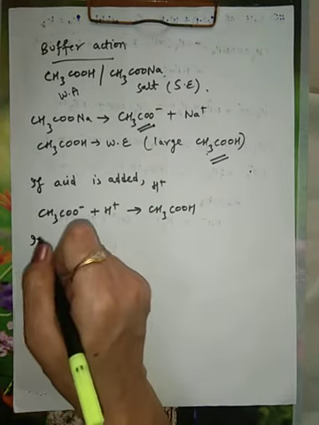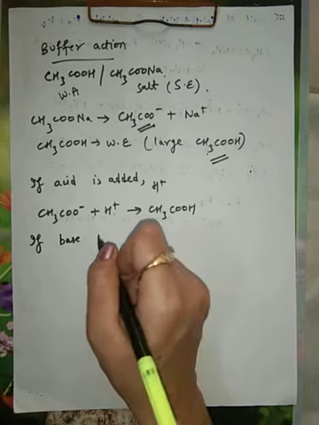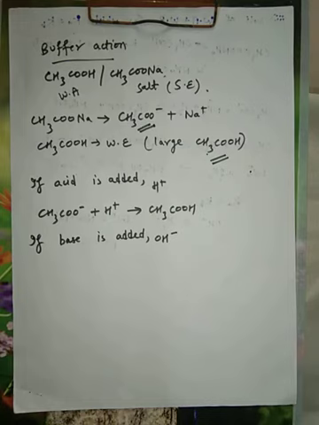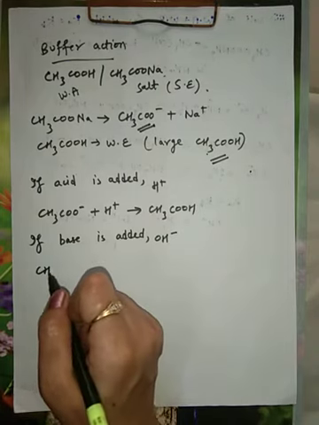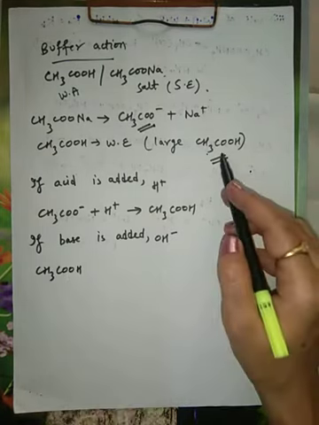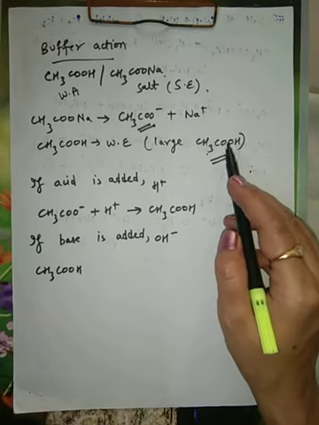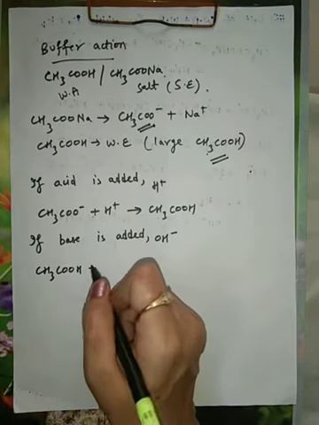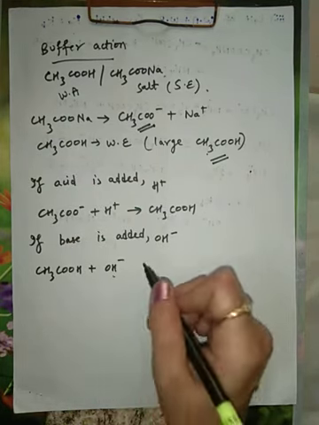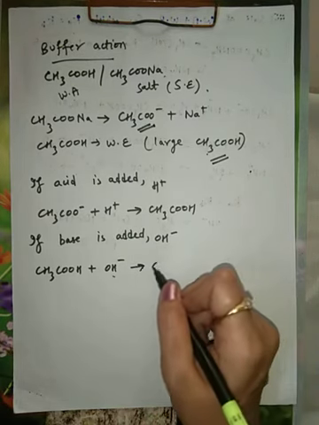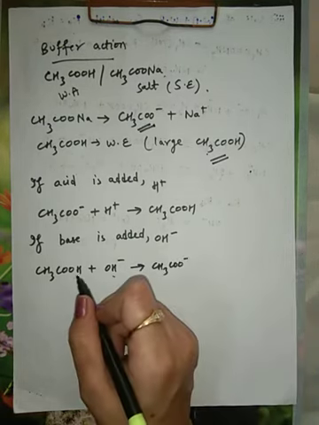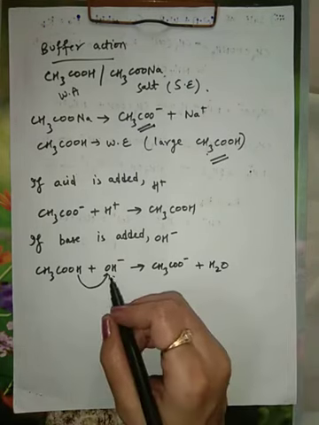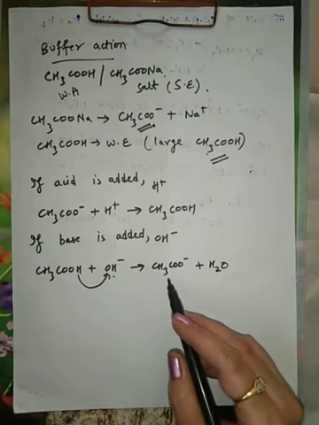Now suppose base is added. अगर एसिड नहीं, सपोज बेस ऐड होता है, मतलब क्या ऐड होता है? OH minus, but this added OH minus now will react with what? Acetic acid, which is also present in excess because this is a weak electrolyte and hence it remains undissociated. So this will react with the added base and what you will get? CH3COO minus, and the H plus goes to OH and you get what? A water molecule. So again addition of the base will not affect pH.